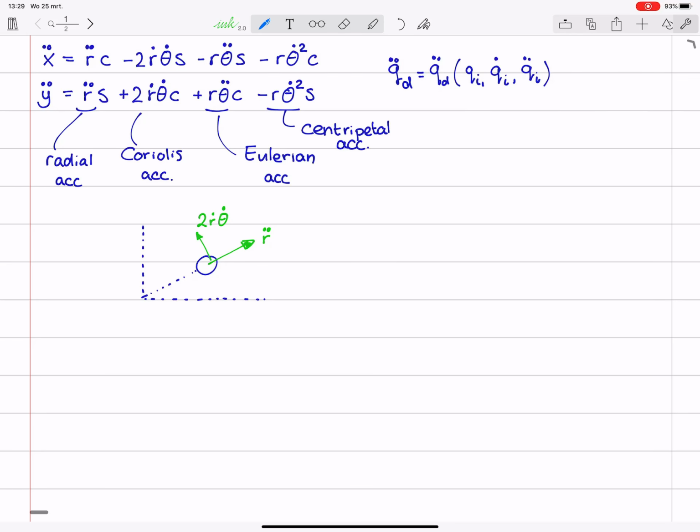Now the Eulerian acceleration is in the same direction actually, because you see that it's also negative in x, positive in y, has a sine component in x and a cosine component in y. So also this Eulerian acceleration is in this direction, r theta double dot. And then the centripetal acceleration, negative in x, negative in y. So that must be in this direction. Indeed, again, like the previous example, in the direction of the point about which we are rotating. Okay, so this is the kinematic diagram for this case.